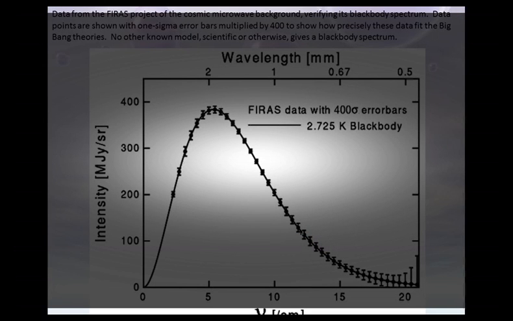And then finally, if there weren't enough nails in the coffin for contrary theories, the cosmic microwave background radiation, that so-called leftover afterglow from the moment of creation, it has exactly the spectral form that is predicted for it to have. In fact, this was made from data taken back in 1992, and these error bars are multiplied by a factor of 400 just so that you can see them.